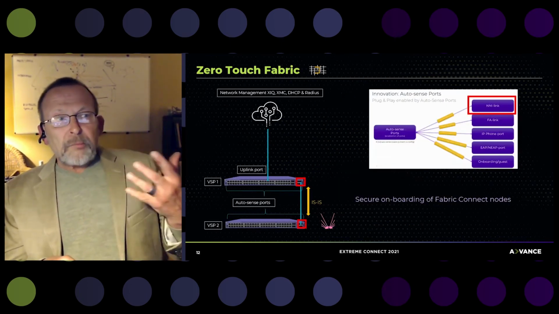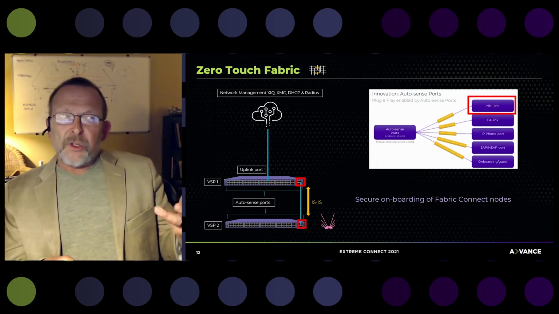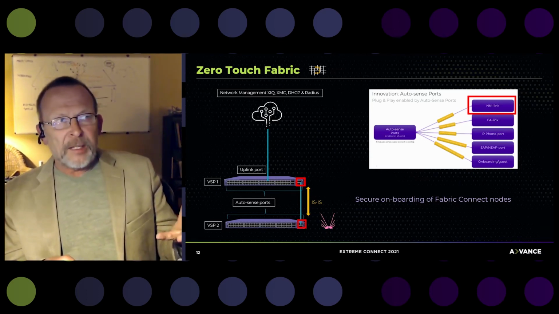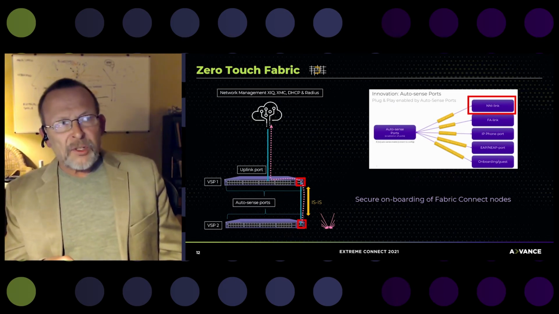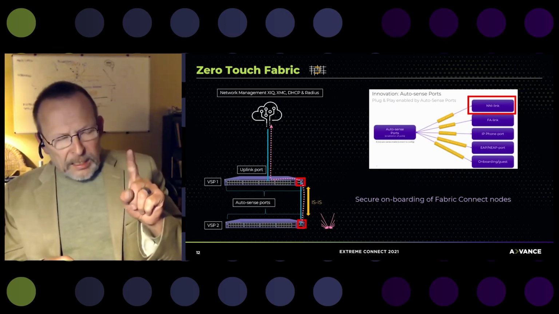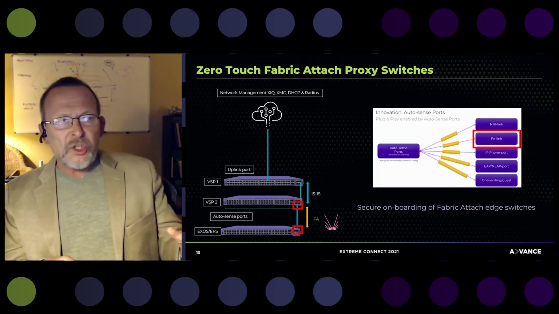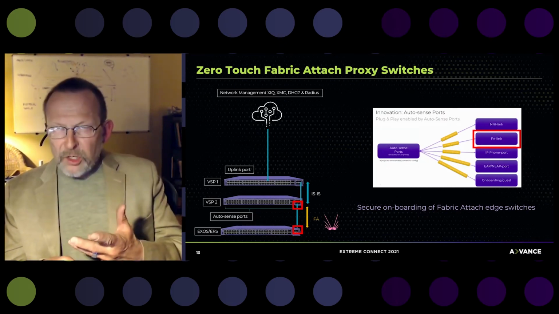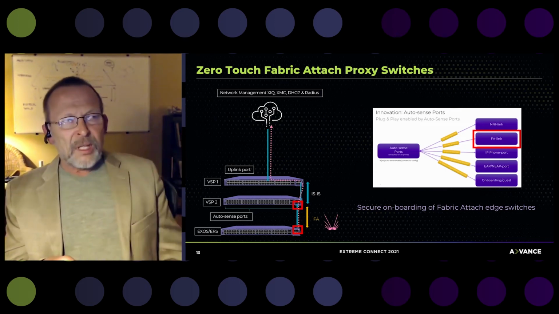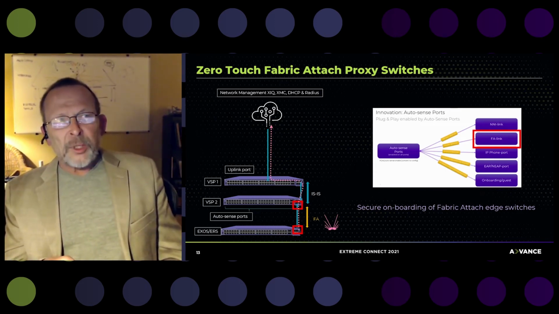Now, the first thing we're going to talk about is the secure onboarding of Fabric Connect nodes and the use of the private onboarding E-tree and how that's established. In addition to that, we're going to talk about the extension of secure onboarding for Fabric attached edge switches. And that again is using the private onboarding E-tree environment.